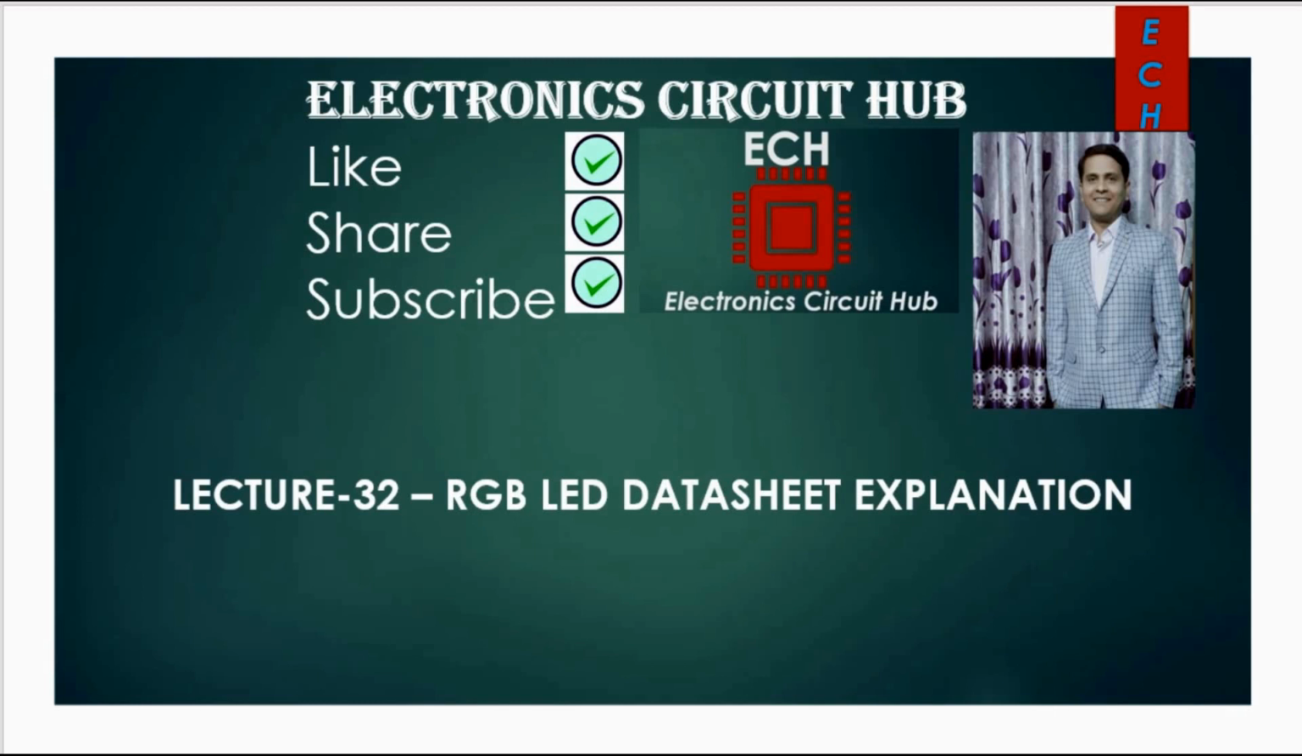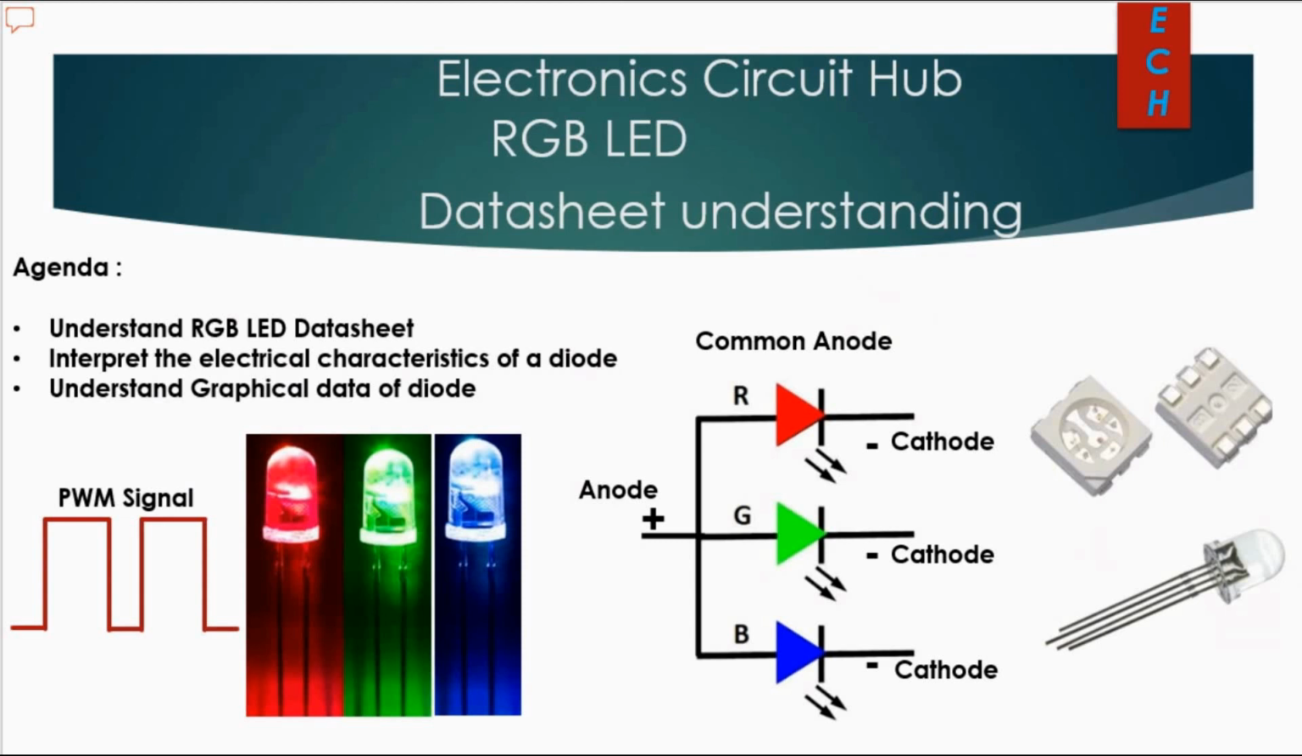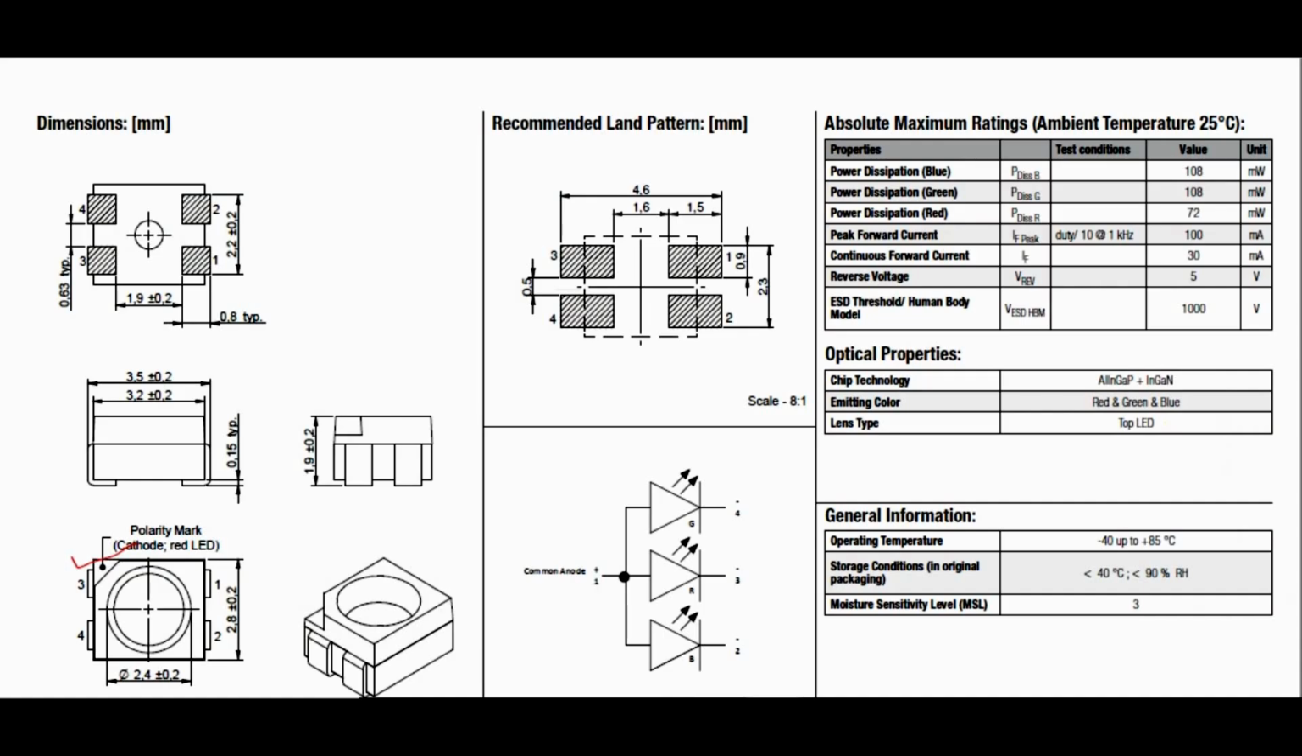So today we will understand the RGB LED datasheet. We will see what all parameters are being used in industry. So guys, this is the data sheet of RGB LED. I have chosen an SMT RGB LED for my explanation.